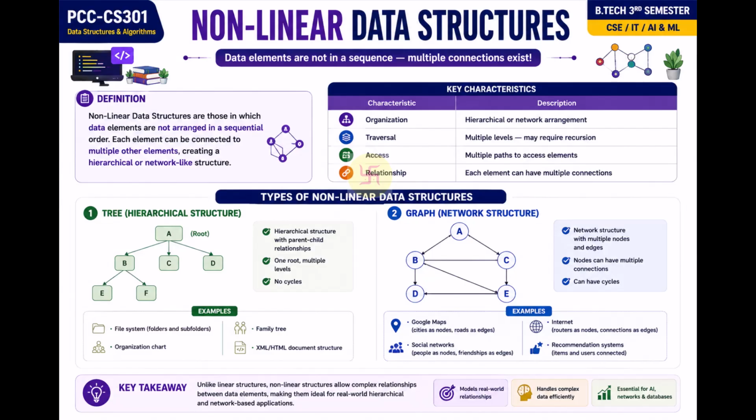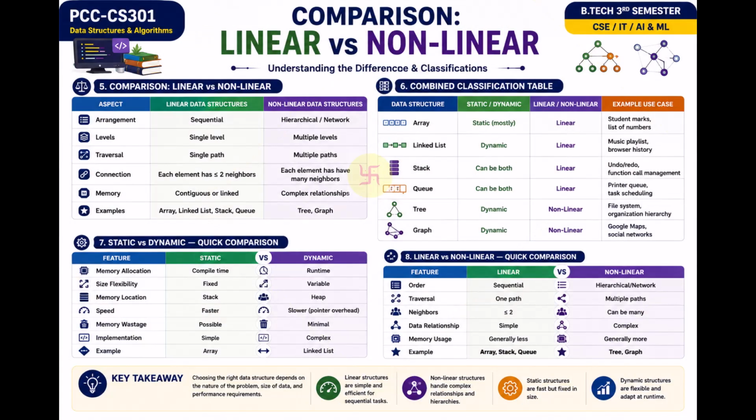For example, think about a file system, an organization chart, or a family tree. A graph, on the other hand, represents network-like relationships. Think about Google Maps, social networks, or the internet. So while linear structures look like a line, non-linear structures can look like a hierarchy or a network.